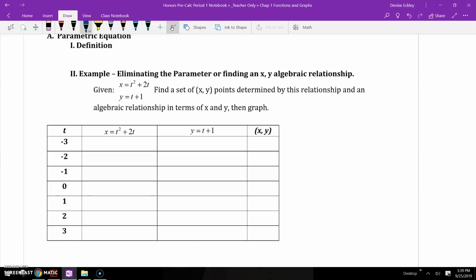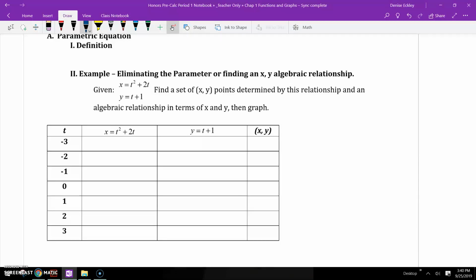This is example 2 on page 1 of section 1.5's notes, parametric and inverse functions. Example 2 is demonstrating how to eliminate the parameter, or finding an xy relationship, an algebraic relationship. So we're given the parametric equations where x is equal to t squared plus 2t and y is equal to t plus 1. So we're to find a set of xy points determined by this relationship, an algebraic relationship in terms of x and y, then graph.